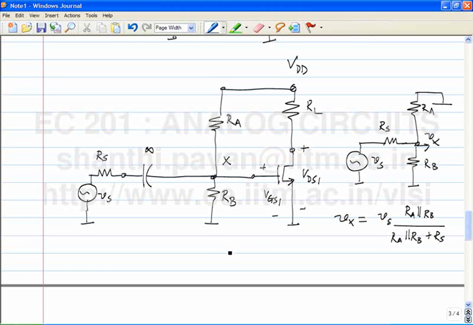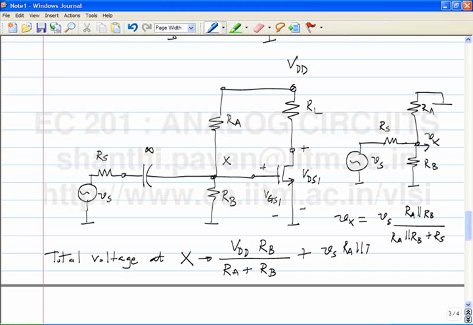And what is the absolute voltage at X? VGS1, which is VDD times RB by RA plus RB, that's the quiescent value, plus the incremental value, which is RA parallel RB by RA parallel RB plus Rs times Vs. What is the drain potential? VDD minus IDRL. What is the incremental voltage at the drain?